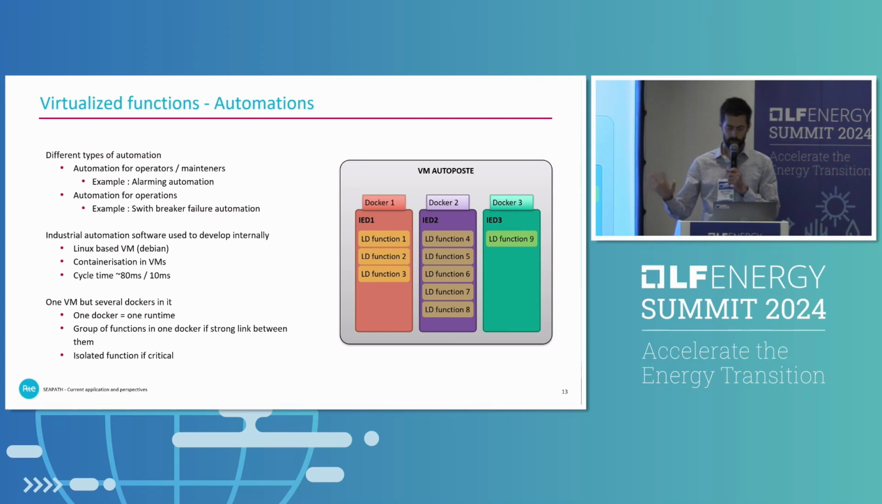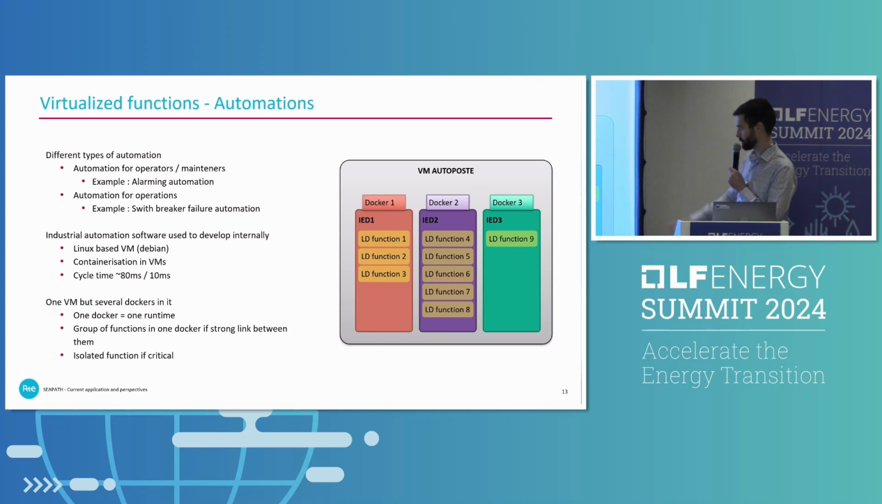We have two families, let's say. One is the slow one. It's every 80 milliseconds that it calculates, and the other one is every 10 milliseconds. And we can allocate all the functions. In RTE, the function is an LD, LD for logical device in the 61850 language. And we can allocate the functions in the Dockers as we want.